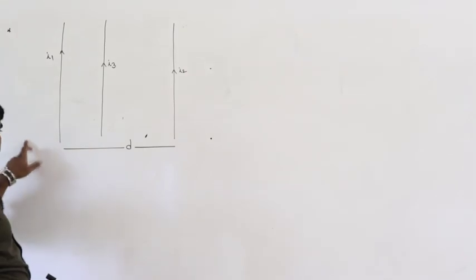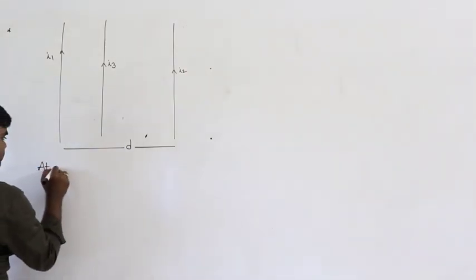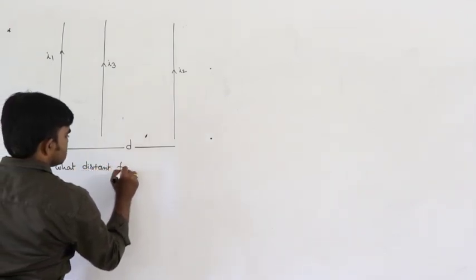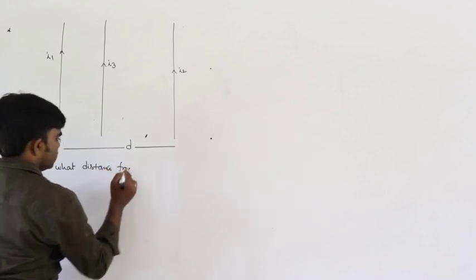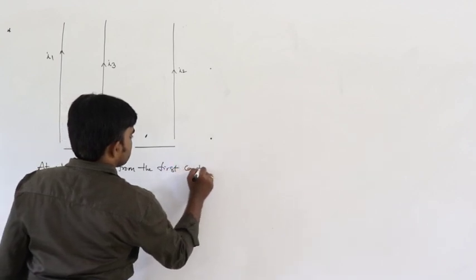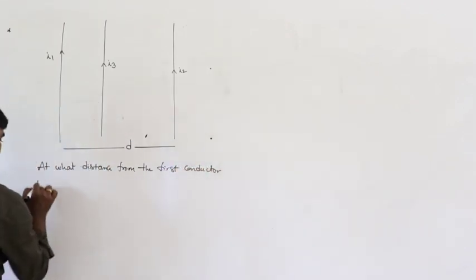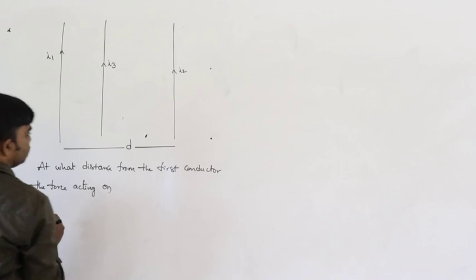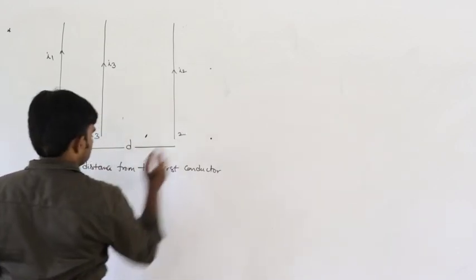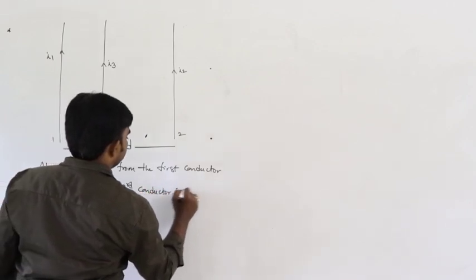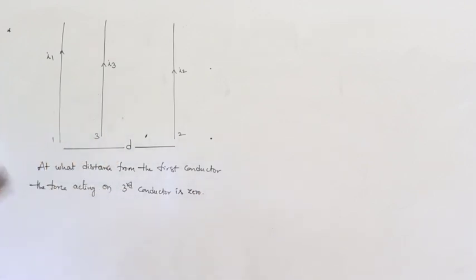So at what distance from the first conductor, what we have to calculate is at what distance from the first conductor the force acting on the third conductor, let us say 1, 2, 3, is 0. So that means the net force must be 0.